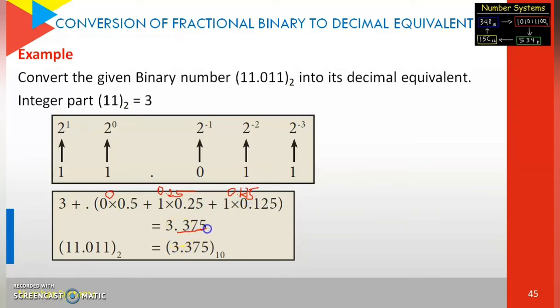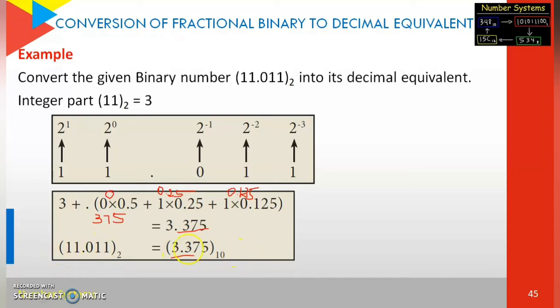We add these numbers and we get 0.375. We already have 3, so 3 plus 0.375, we get the total 3.375. Now you can see the result. At last we write the result: 1.011 base 2 is equal to 3.375 base 10. So this is the decimal value for the given fractional binary number.